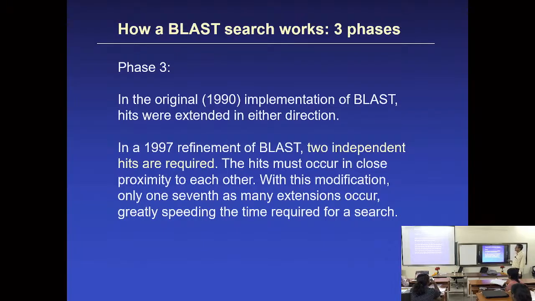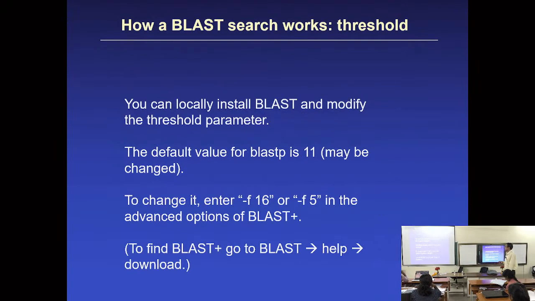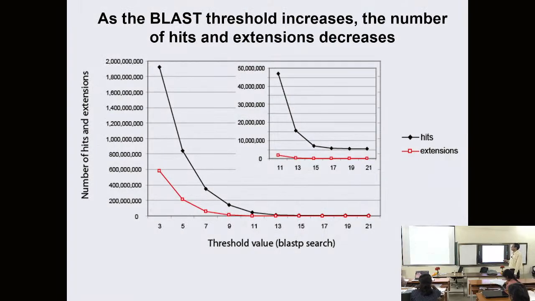This was the original version, but in the later version, BLAST requires 2 independent hits, not 1, 2 hits that are in close proximity to each other. Okay. So this helped minimize false predictions. So it became more specific. So the requirement was that there should be 2 hits, not 1, in close proximity to each other. Okay. So we'll skip this.